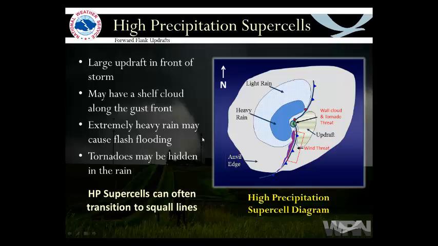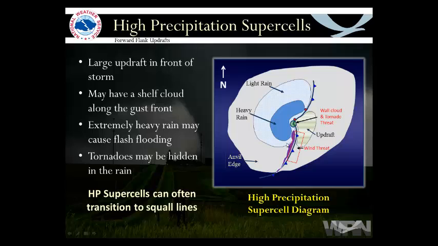It may have a shelf cloud along the gust front. It can produce extremely heavy rain, may cause flash flooding, and tornadoes may be hidden by the rain. These HP supercells can often transition to squall lines too. You can see the heavy rain area with the downdraft in the back is more of a kidney bean shape rather than the hook echo we saw in the previous example, and that's because there's so much rain that the rotation is wrapped around the back, strengthened, and become more prevalent.